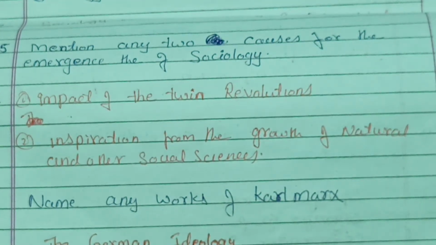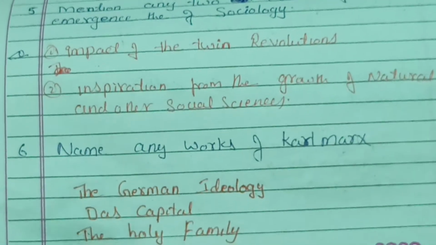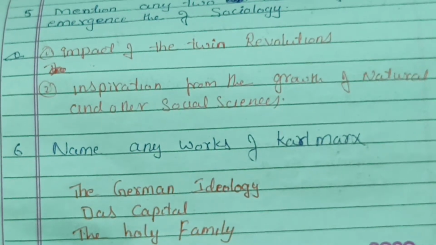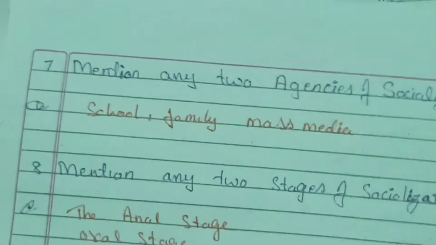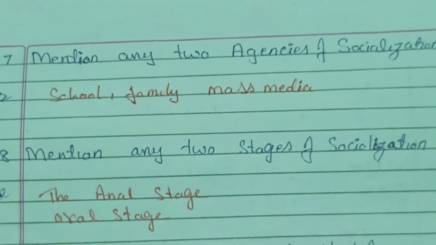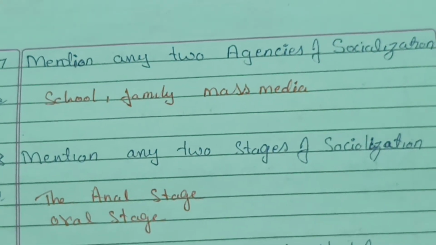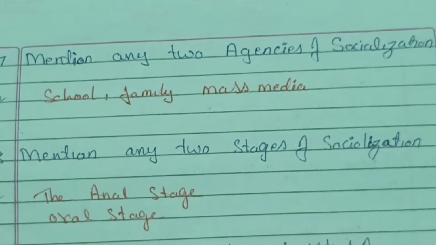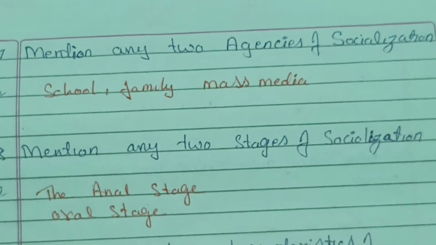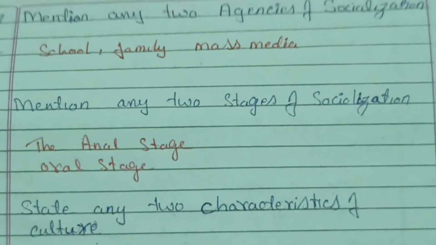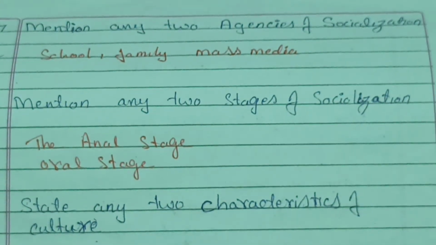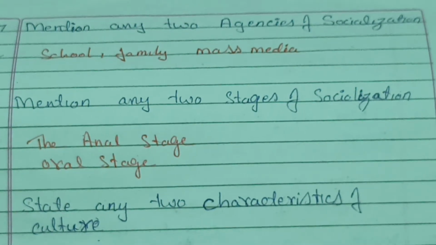And the next question is name any two works of Karl Marx. I mentioned here Karl Marx's works: The German Ideology, Das Kapital, The Holy Family. You write whichever you remember of Karl Marx's work. The next question is mention any two agencies of socialization: school, family and mass media. The next question is mention any two stages of socialization, and the two stages of socialization are anal stage and oral stage, Oedipal stage. Mention any one that you remember.